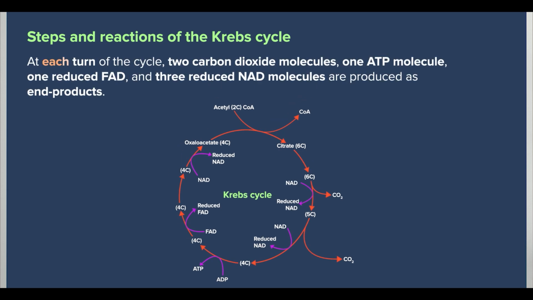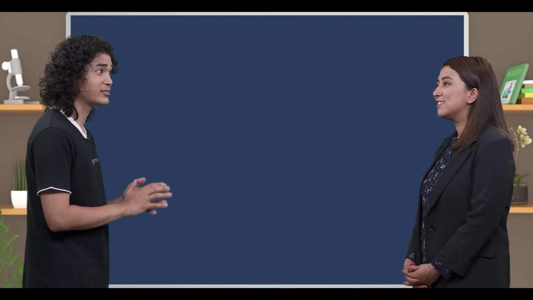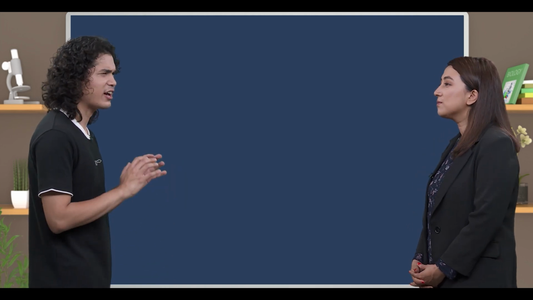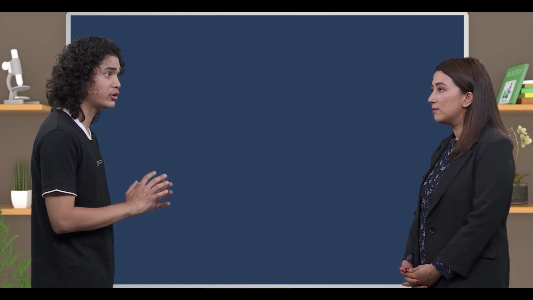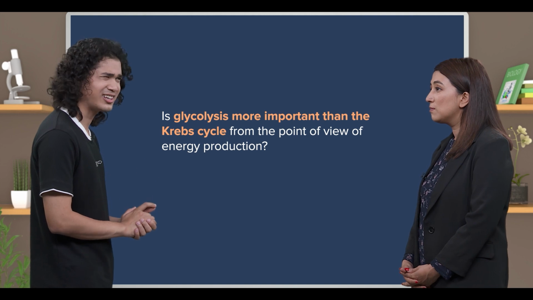Take note that at each turn of the cycle, 2 carbon dioxide molecules, 1 ATP molecule, 1 reduced FAD, and 3 reduced NAD molecules are produced as end products. Whoa, the bigger the process, the more the products. That makes sense though. But teacher, I have a feeling that from the energy's point of view, glycolysis is more important than the Krebs cycle, right?